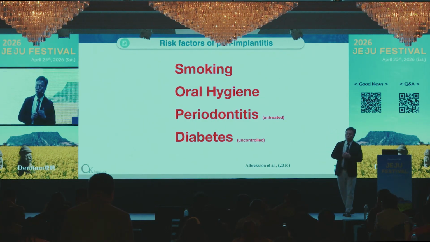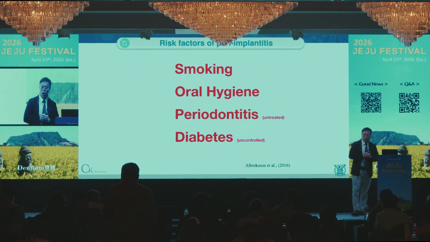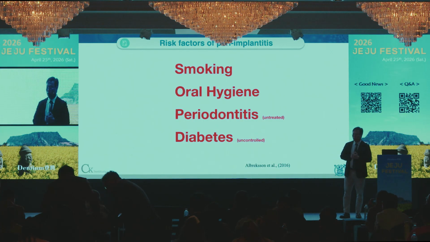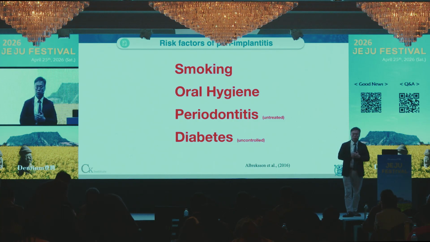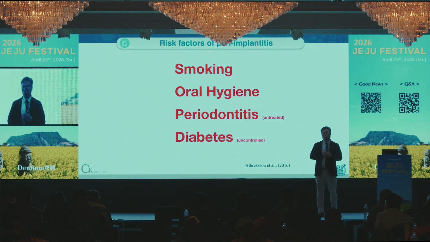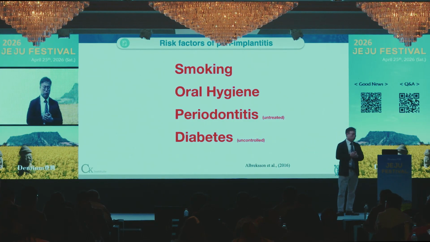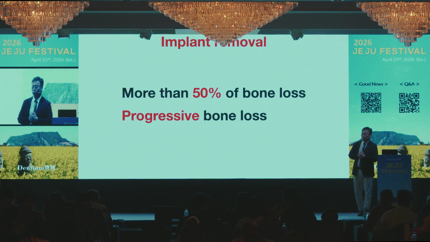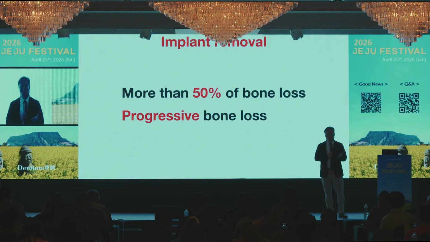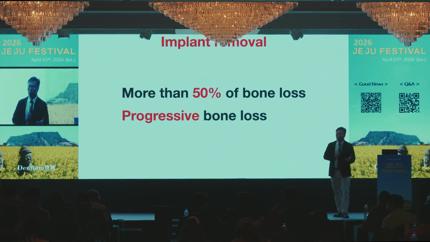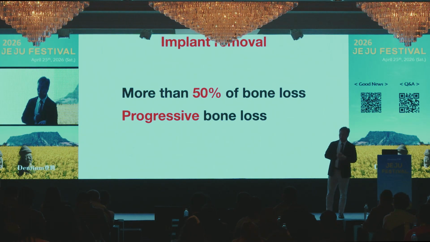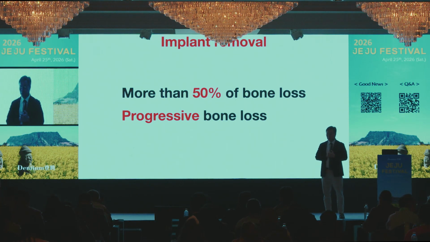As risk factors of peri-implantitis, we always consider smoking and oral hygiene first, and also untreated periodontitis, some people say the history of periodontitis, and also uncontrolled diabetes. These are 4 major risk factors of peri-implantitis. If we lose more than 50% of the bone, we can consider implant removal. And also, if there is progressive bone loss that we cannot stop, then we also consider implant removal.